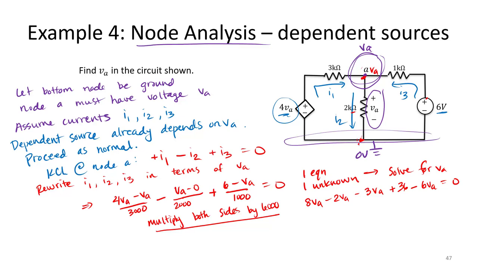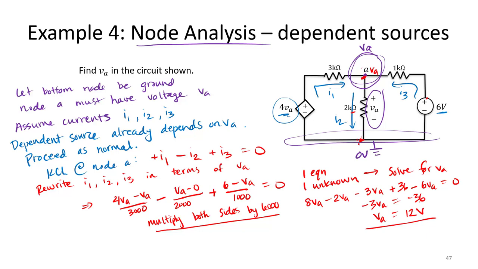And so if we go ahead and do our math here, 8 minus 2 is 6, minus 3 is 3, minus 6 is negative 3 VA. It's equal to negative 36. So VA is equal to 12 volts. So not so bad, right?